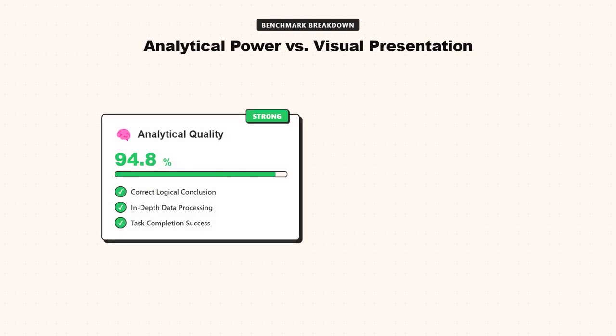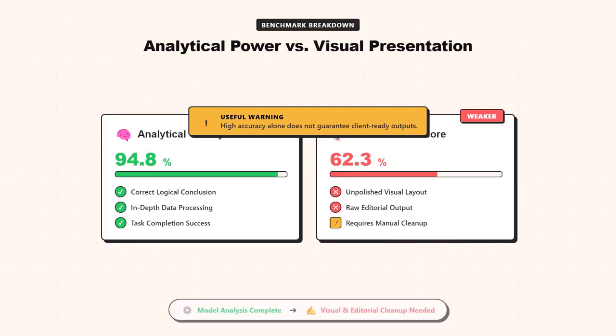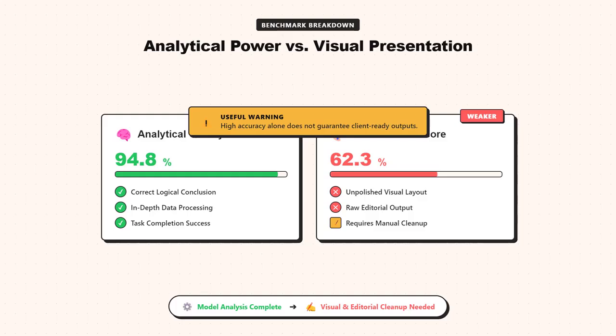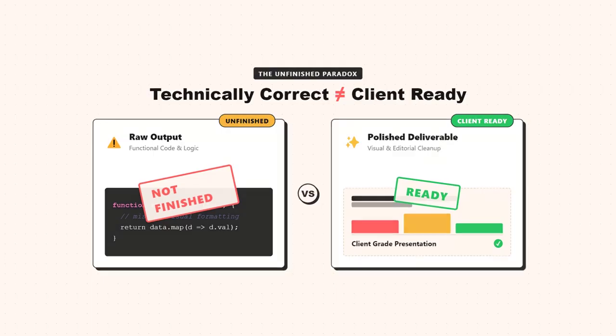That sounds excellent, but the breakdown is more informative than the headline. Kimi K3's analytical quality was very strong. Its presentation score, however, was weaker than some competing models. That's a useful warning. A model can reach the correct conclusion, perform the analysis, and complete the task, but still produce something that needs visual or editorial cleanup before you would show it to a client. And honestly, that difference matters in real work. A technically correct presentation that looks unfinished is not actually finished.